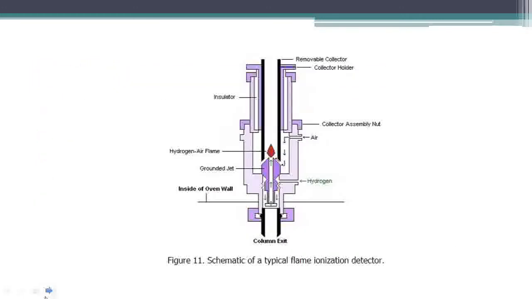So this is the schematic diagram. As I told you, we won't go much into construction because it is always better to actually work on the instrument and figure out what it is made up of, rather than just looking at the picture. We are discussing all the basics, so I'll just go through it briefly. There is a hydrogen flame. Hydrogen is injected. There is air, because it burns in oxygen. Collector assembly: these ions go to the collector. All this setup.